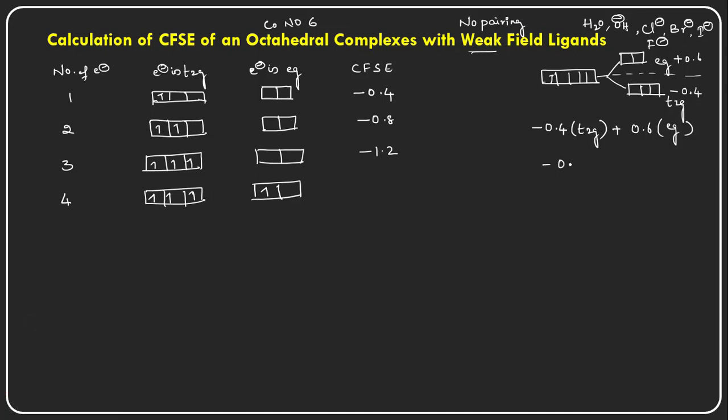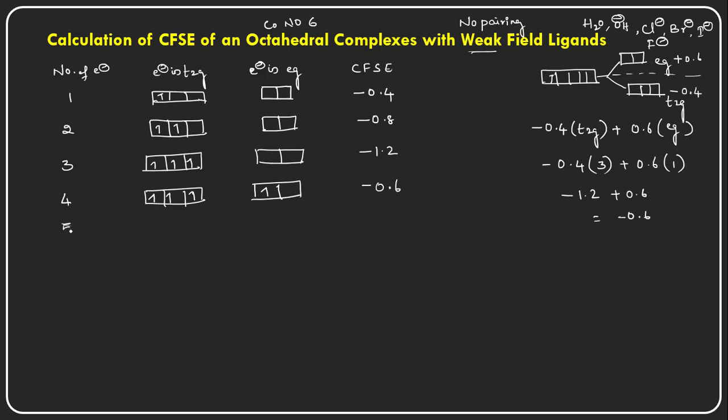So by applying this formula, minus 0.4 into 3 electrons present in the T2g orbital and plus 0.6 into 1 electron present in the Eg orbital. Minus 0.4 into 3 will be minus 1.2, right? We have already calculated this value, and plus 0.6 into 1 will be 0.6 only. Minus 1.2 plus 0.6 gives the value minus 0.6, right? So the value will be minus 0.6.